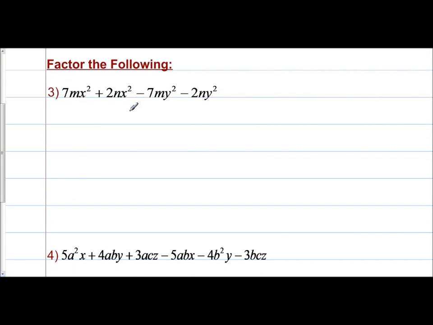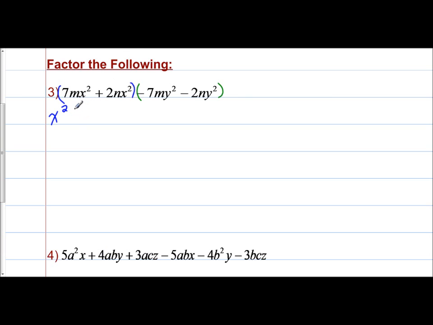And so this one we do see we have four terms. However, we see 7mx squared plus 2nx squared minus 7my squared minus 2ny squared. If you look, you see a pattern, 7 and 2, -7 and -2. So I see a pattern repeat, so I can probably group together here. And I also see, these have an x squared in common, so that's a great grouping. I can factor out that as my GCF.